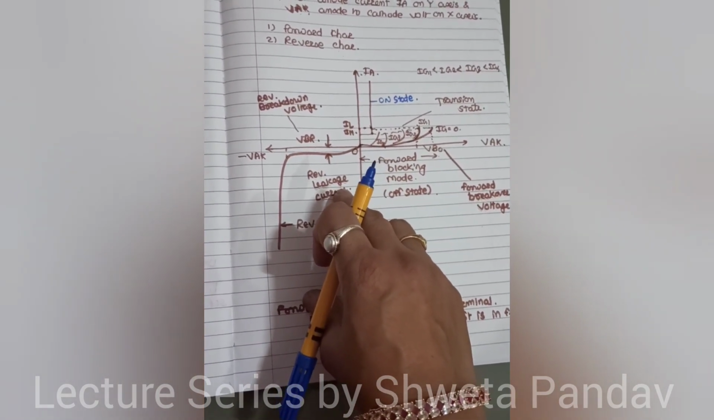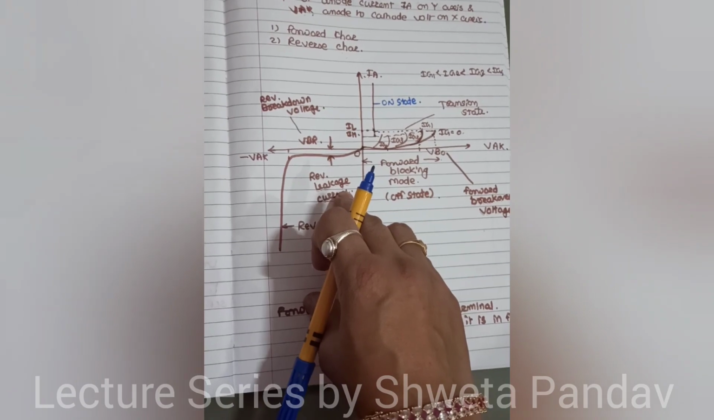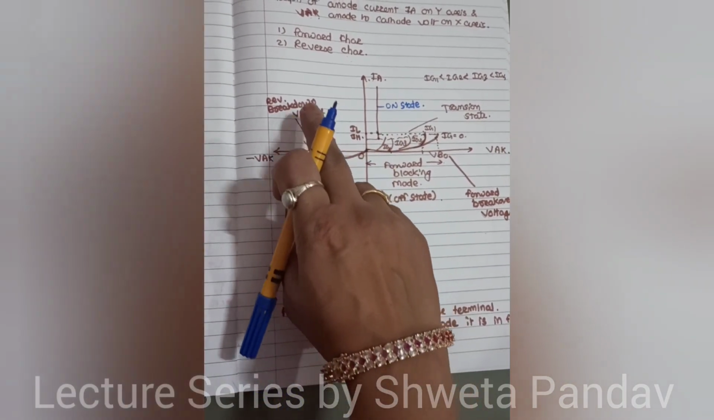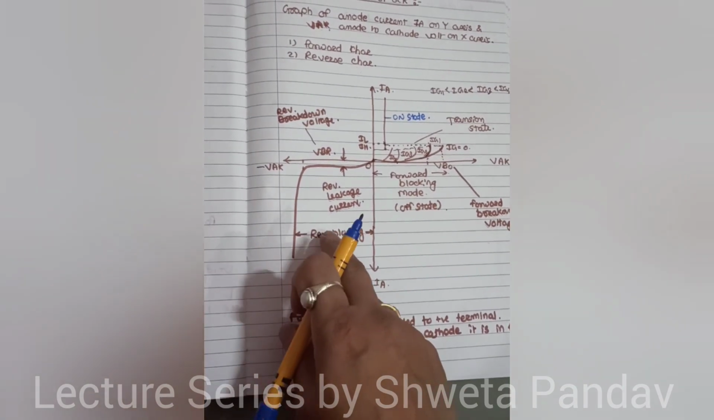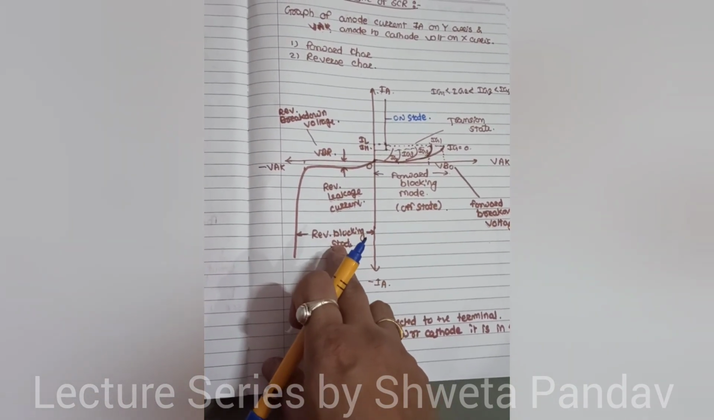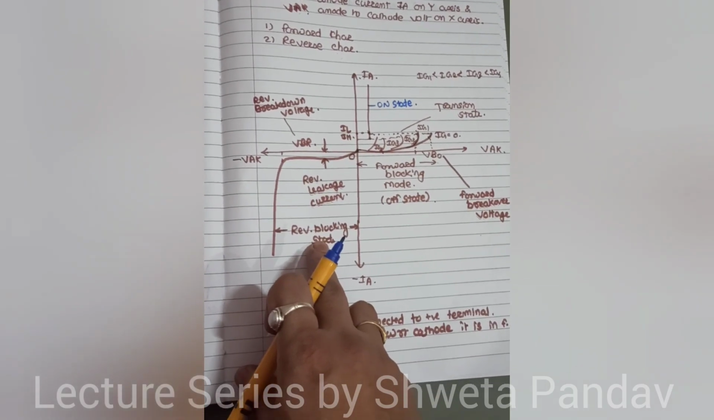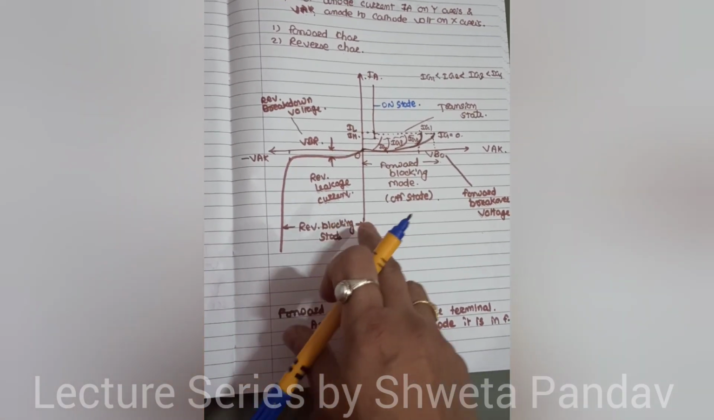This current flows due to the minority charge carriers. Now after crossing the reverse breakover voltage, the reverse current increases sharply, and this mode is called as reverse blocking state. So in this way, the IV characteristic of SCR is drawn on this graph.